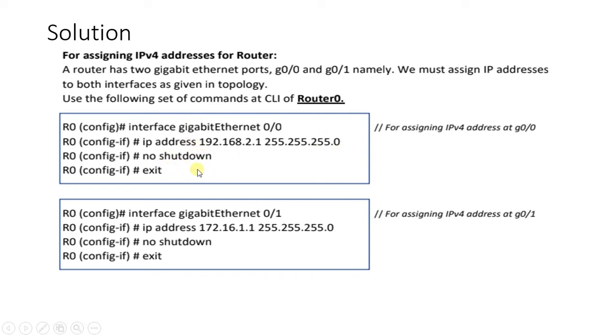The procedure is similar to what we did in the switch. Switch has fast Ethernet. Here we have gigabit Ethernet. So we will choose interface gigabit Ethernet 0/0, and then we will give the IP address 192.168.2.1 and then the subnet mask and no shutdown to activate that. Similarly, we have another interface gigabit Ethernet 0/1, which is connected to the 172.16.1.0 network. So we'll give the IP address 172.16.1.1, 255.255.255.0 as subnet mask because it is /24, and then no shutdown to activate the interface.